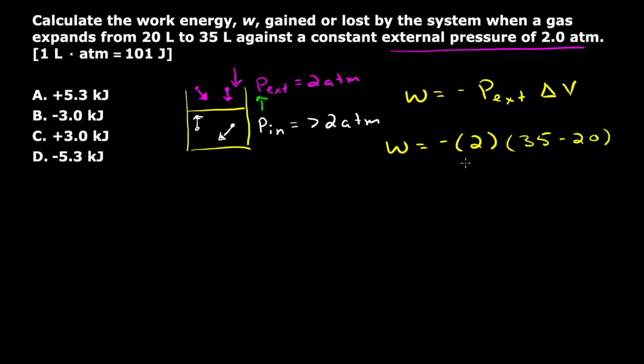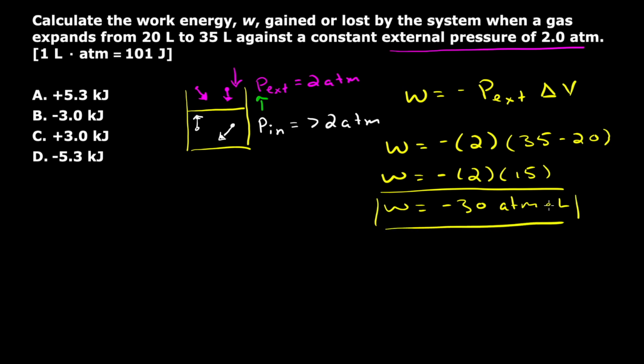When we do this calculation, the work is equal to negative 2 times, and 35 minus 20 gives us 15. So we'll have work equals negative 2 times 15. With this negative sign, that's going to be negative 30. The units are atmospheres and liters, so this will be atmosphere-liters, which is a form of energy.